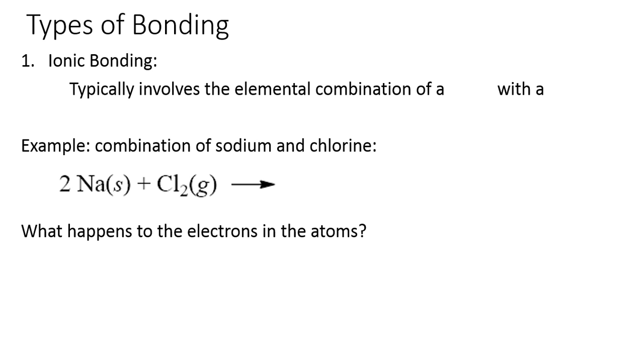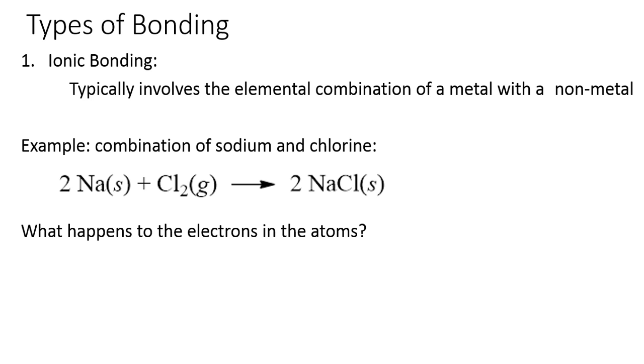The first type of bonding we're going to look at is ionic bonding, and this typically involves the elemental combination of a metal with a nonmetal. An example is the combination of elemental sodium and chlorine gas to make sodium chloride solid, also known as table salt. When we deal with ionic bonding, we look at what happens to the electrons in the atoms.